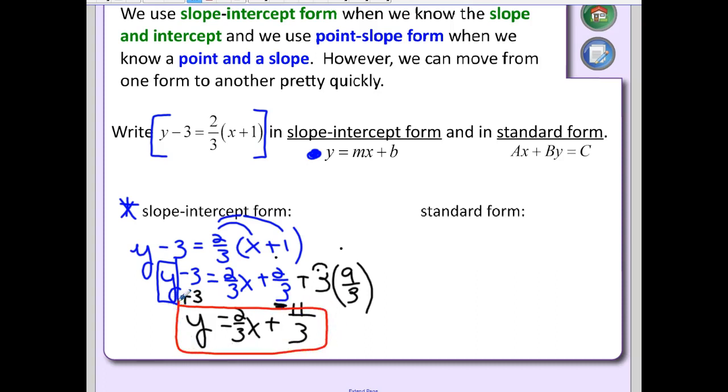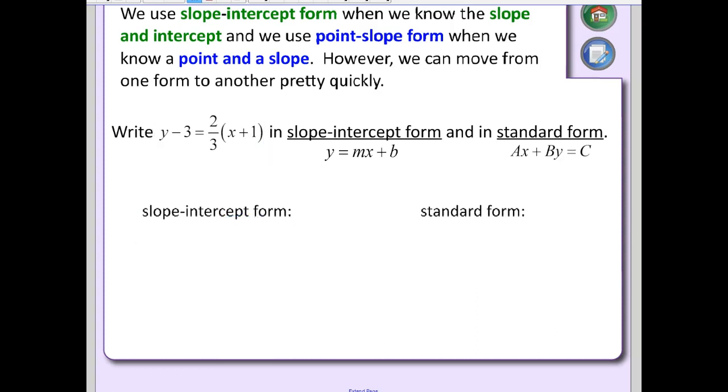Okay? So again, the whole idea of this point-slope equation is to be able to quickly move between one linear equation and the other. Now, let's take the same point-slope form. We've got y minus 3 equals 2/3 x plus 1. Okay, I'm back up here where we started. We're going to start here with this, but this time I want us to go to standard form.